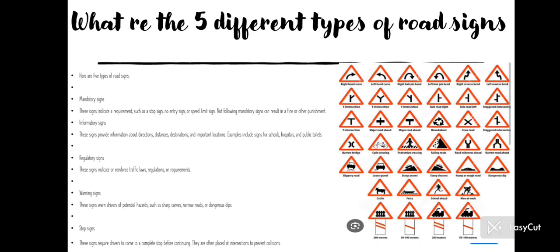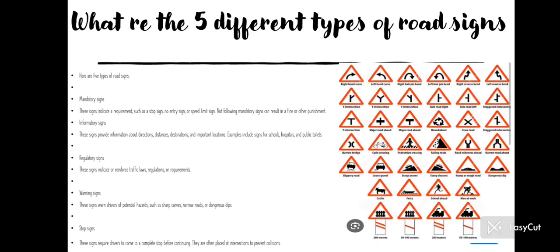Informatory signs. These signs provide information about directions, distance, destinations, and important locations. Examples include signs for schools, hospitals, and public toilets. For example, if you want to go to any random school or random city, you might find these informatory signs on the highways. Then you can go there.